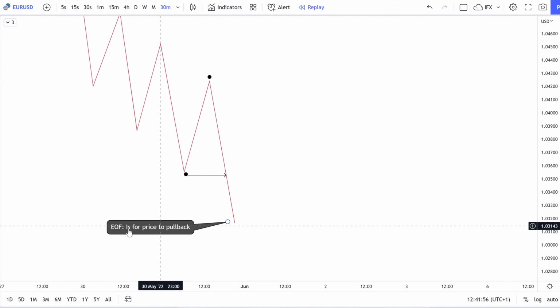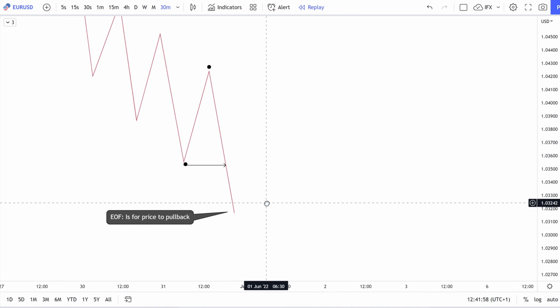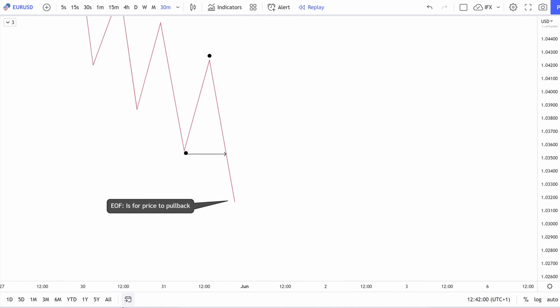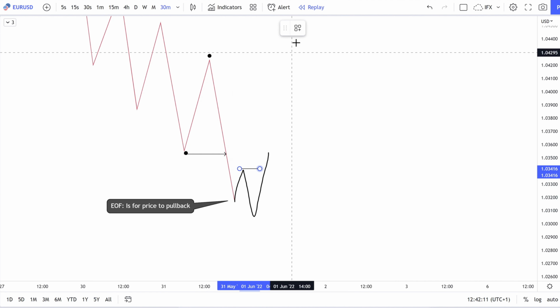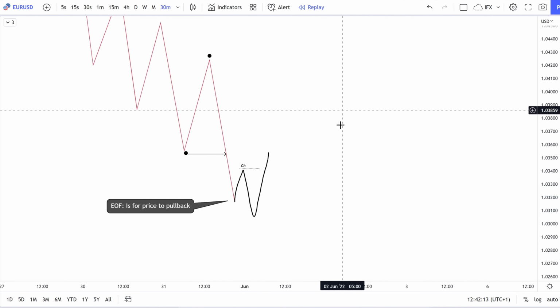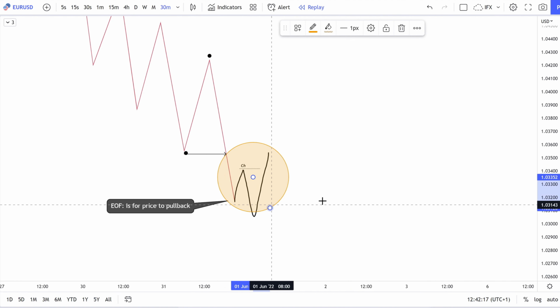After this breaking of structure, like I said, the expectation of order flow is for price to pull back. Now, what we ideally want to see is a change in character. That's what we ideally want to see. So let's look at change of character for a little bit.